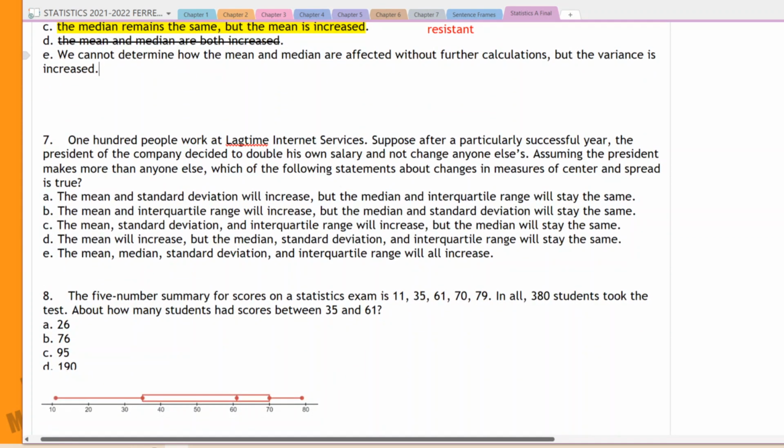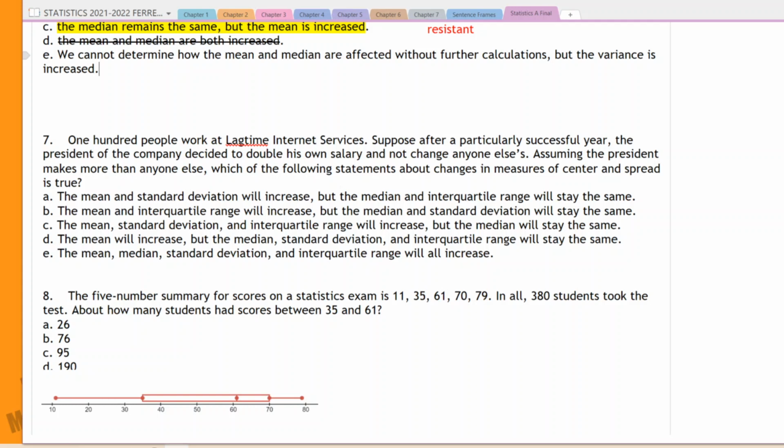Number 7. We've got 100 people working at Lag Time Internet Services. That's a cute name. Suppose after a particularly successful year, the president of the company decided to double his own salary and not change anyone else's. So this is sounding a lot like the previous one. We're going to change the maximum salary because, assuming the president makes more than anyone else, which of the following changes is going to be true about measures of center and spread?